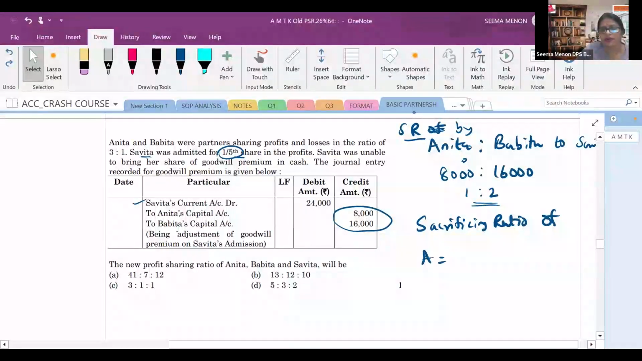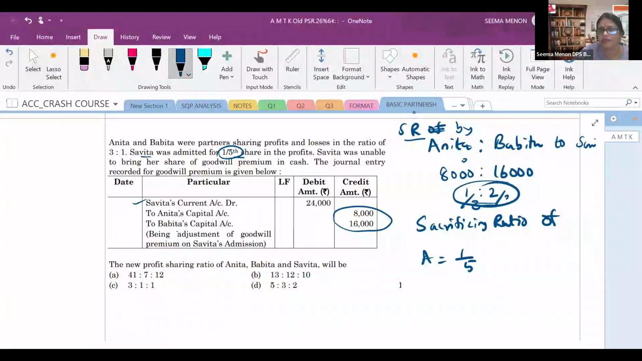Anita. Let's find out what is Babita's share. Babita's share is Savita. Sorry, Savita is the new partner. New partner share is 1/5. 1/5 ka. How much Anita sacrifice? 1/3. How much Babita sacrifice? 2/3. So 1/5 ka 1/3 will be given by who? Anita. So sacrificing ratio. This is the sacrificing contribution.